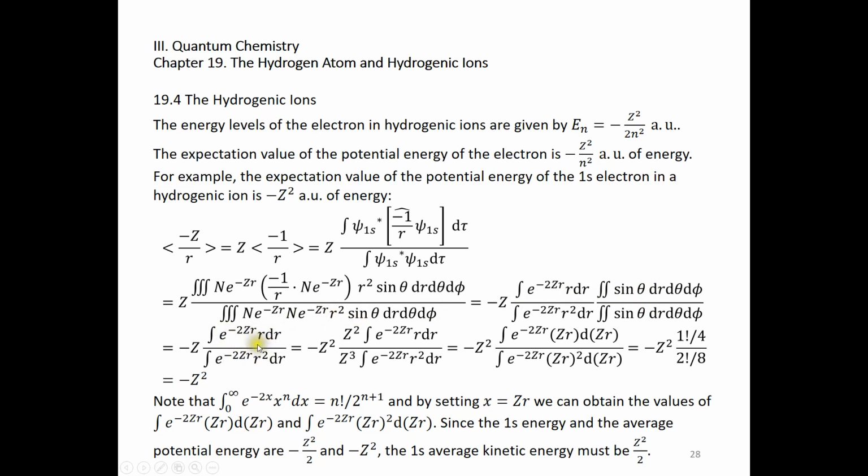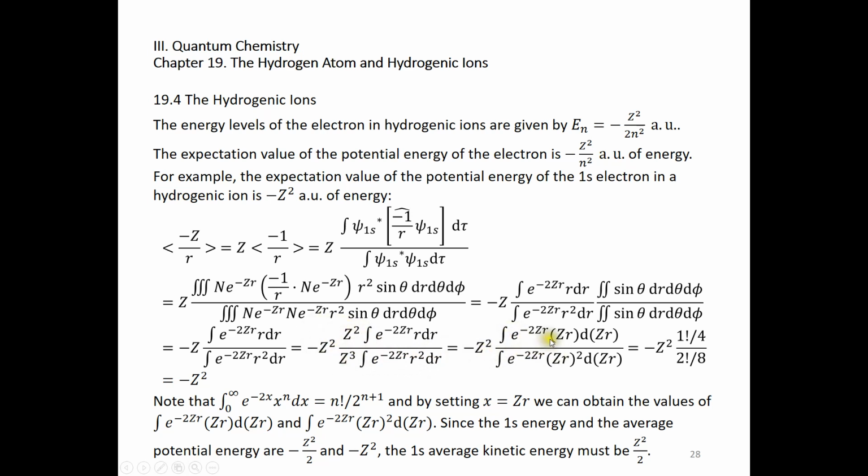And then over here we can see that this Z can be rewritten as Z squared times Z squared over Z cubed. Why am I doing this? Well, I'm about to use variable substitution. I see this Zr here, so I'm about to convert this r to Zr, this dr to d(Zr). That's why I need Z squared on top. I need Z cubed on the bottom because I have r squared here times dr. So by doing this, I got this expression, negative Z squared.